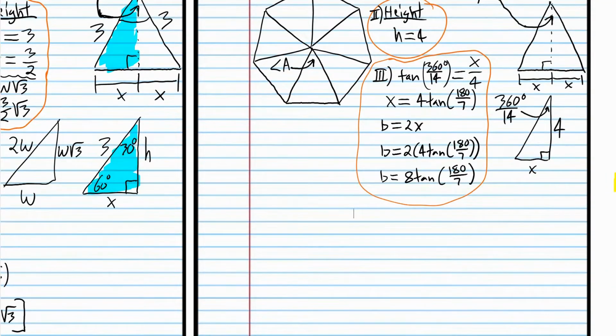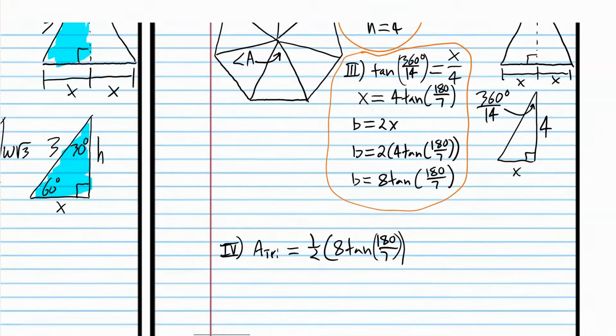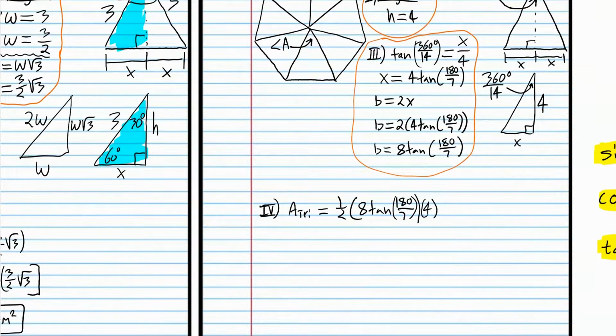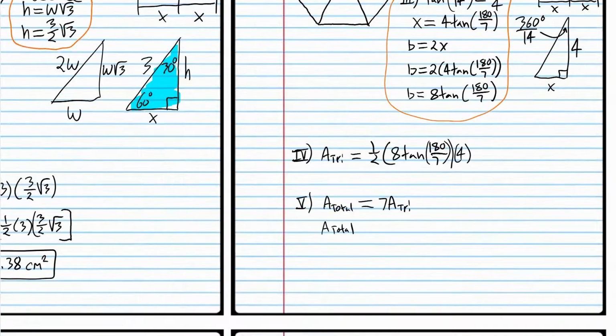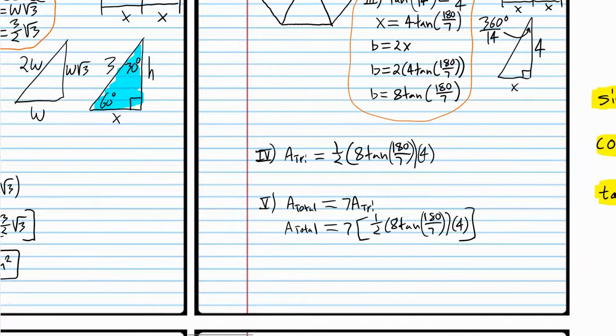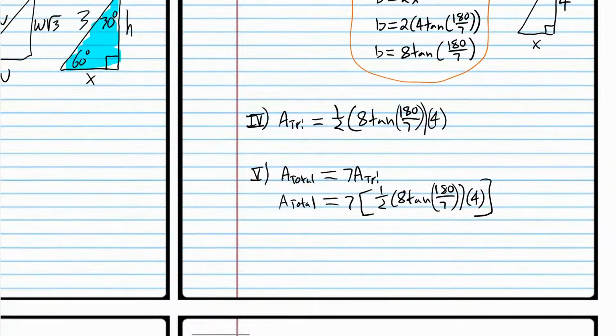Step 4, area of the triangle is equal to 1/2 times the base times the height, and total area is equal to the area of the triangle times 7. So 7 times 1/2, 8 tangent 180 over 7, times 4. And now we just have to use our calculator.